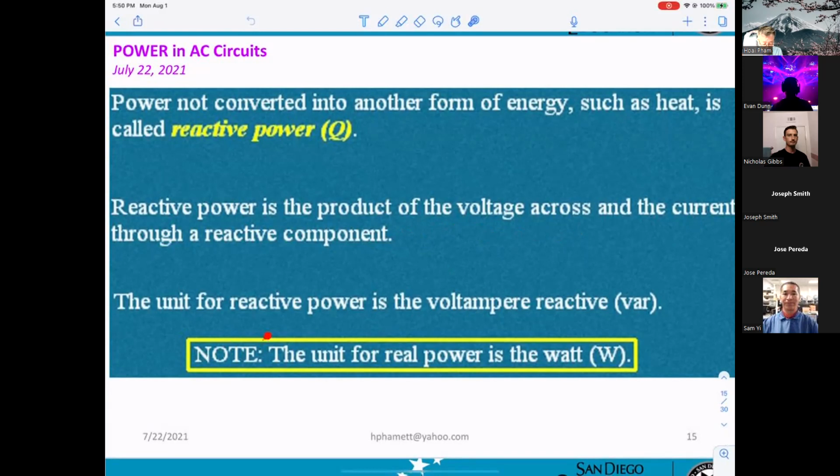Reactive power is the product of the voltage across and the current through the reactive component. The unit of reactive power will be volt ampere reactive, VAR. However, the unit of real power will be the watt. So that is what you have to make sure you know. For the reactive power, that means power on a capacitor or inductor, the unit will be VAR. The unit for the real power on the resistor will be watt.